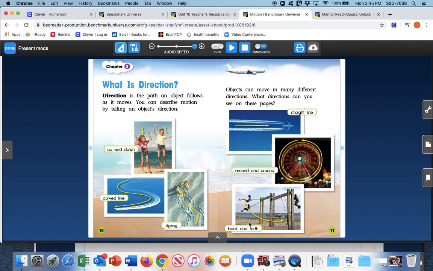And then last, you should all recognize this. There are children swinging on the swing. The arrow is going back and forth, and the words are back and forth. So this helps us to clearly see the different directions that the paths are going of the objects. Direction is the path an object follows. So each one of these is a different direction. Looking on this page, chapter 3 shows us examples of those movements.